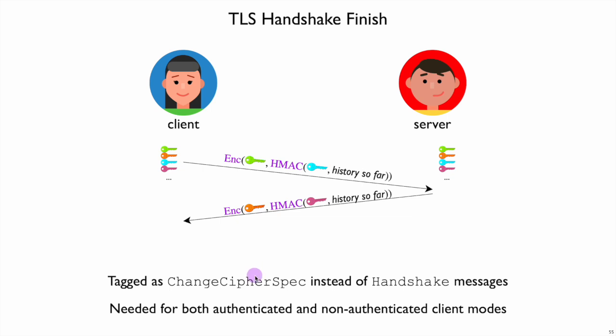If you're looking at the protocol, these last bits of the handshake are tagged as change cipher spec instead of handshake. So they're not actually changing the cipher that they've chosen, but that is the tag that's used on this last bit of the message. So if you see that in Wireshark, then you will know that that's the end of the handshake.